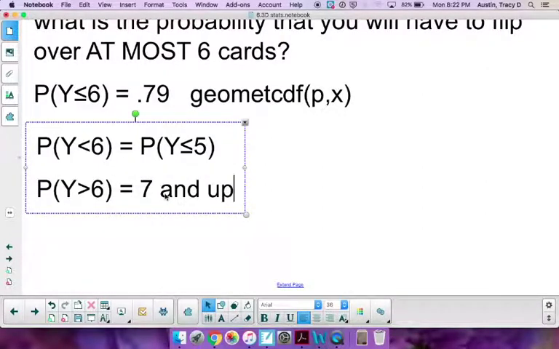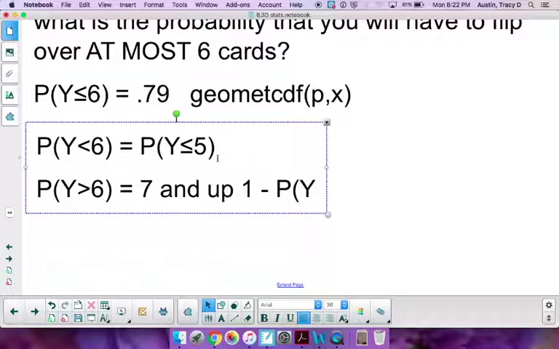And 7 up to infinity as far as the geometric is concerned, right? So we are not counting 6 in our probability, so it would be 1 minus, we need to leave off 6 and below, the probability of y being less than or equal to 6. Okay, same rule as yesterday. If I want greater than 6, then I have to take off 6 and below from my 1 because that is what my distribution adds up to.